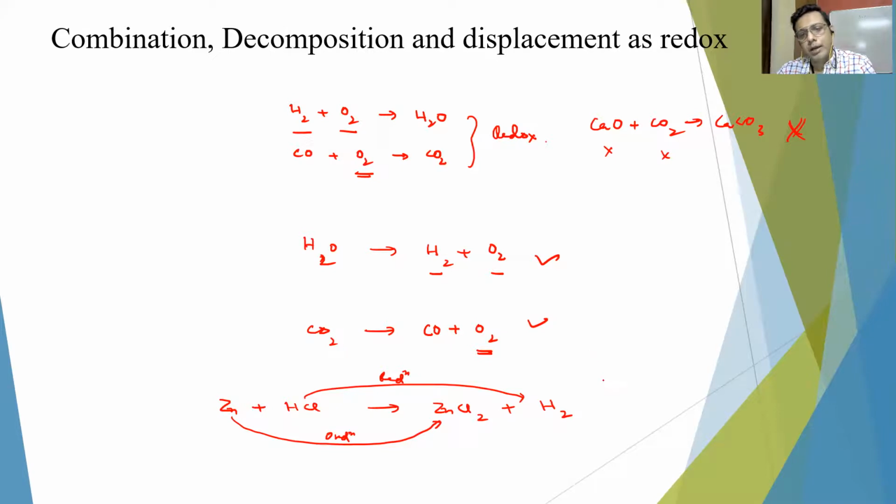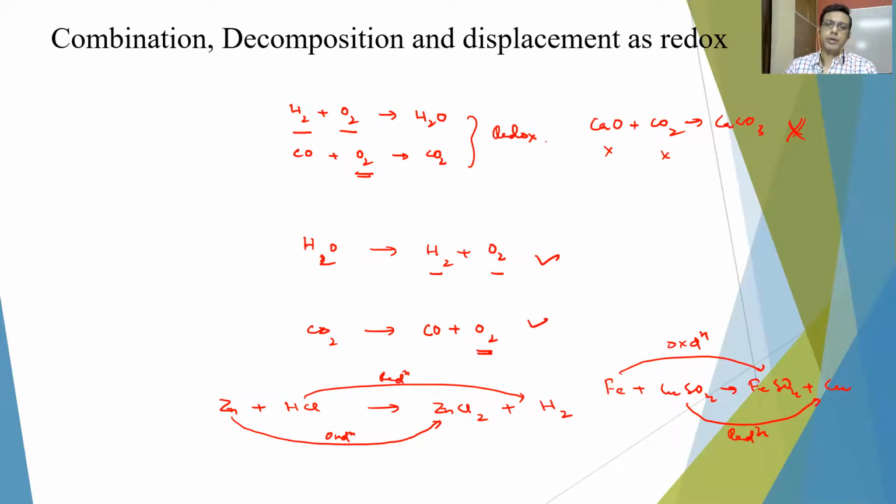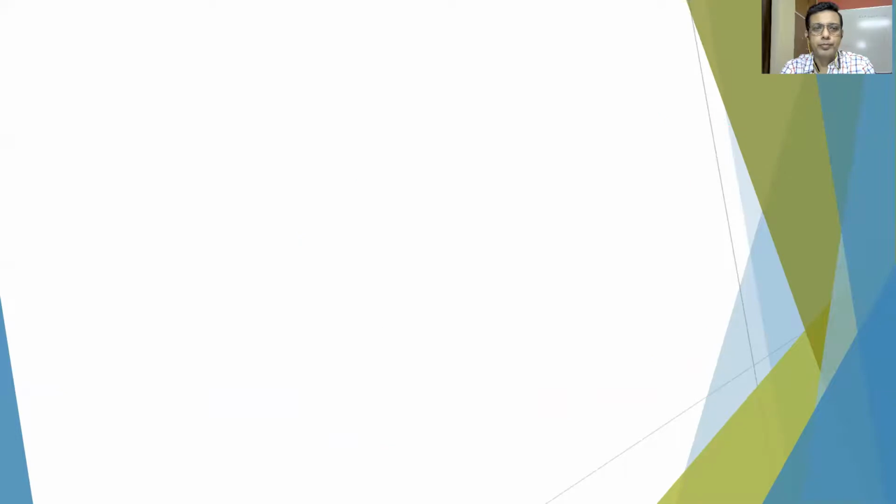Another example, if you take iron plus copper sulfate, what we'll get here is iron sulfate plus copper. So in this reaction, iron is oxidized to iron sulfate. This is oxidation. And copper sulfate is reduced to copper. This is reduction. So displacement reactions are redox, where the more reactive element gets oxidized and the less reactive element gets reduced. But double displacement reactions are not redox.